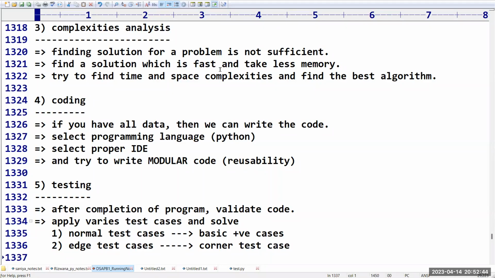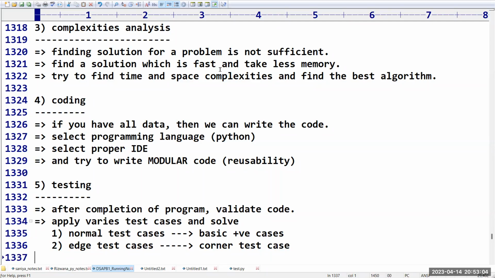Suppose they are asking you to write a program to perform addition of two numbers, and those two numbers must always be positive numbers. Then you have to write the code and check by giving 2 and 3. So your expected output is 5. Is the program giving 5 or not? You have to check. Yes, it is giving.